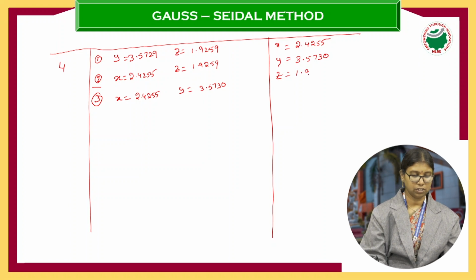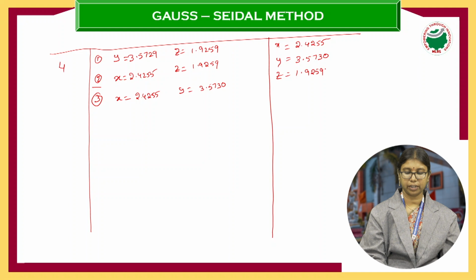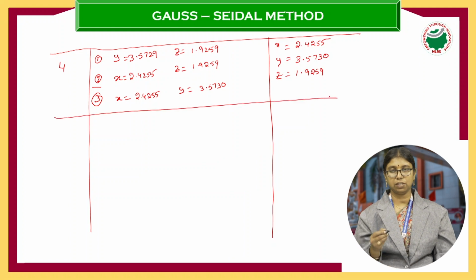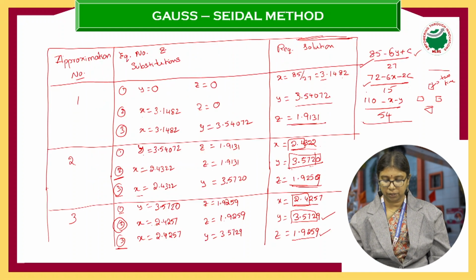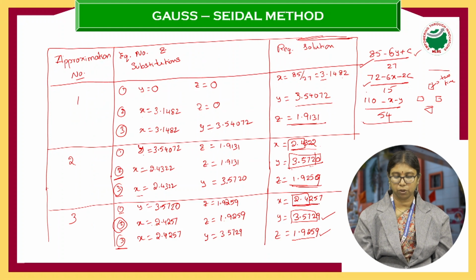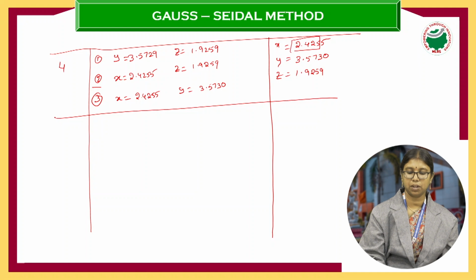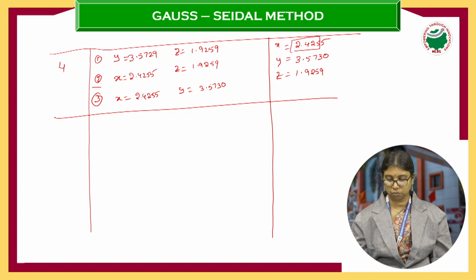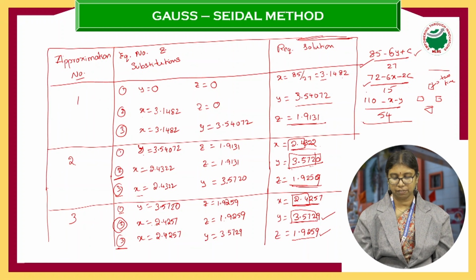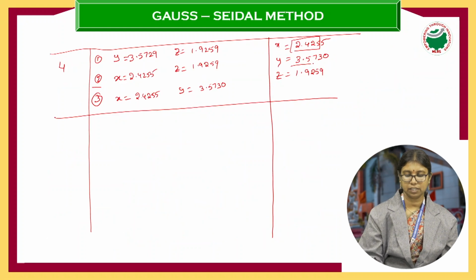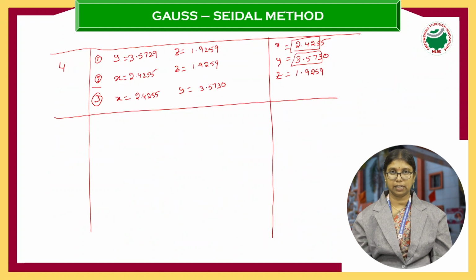Then z value is 1.9259. Now compare these values with the previous approximation. In the previous approximation, x is 2.425. It is equal up to 3 decimal places. Next, y is 3.572, and here it is 3.573. Approximately both are equal.